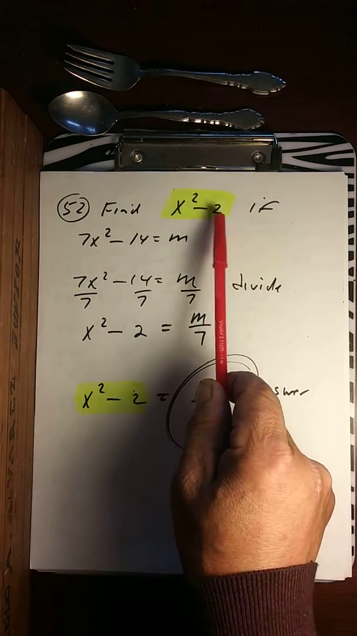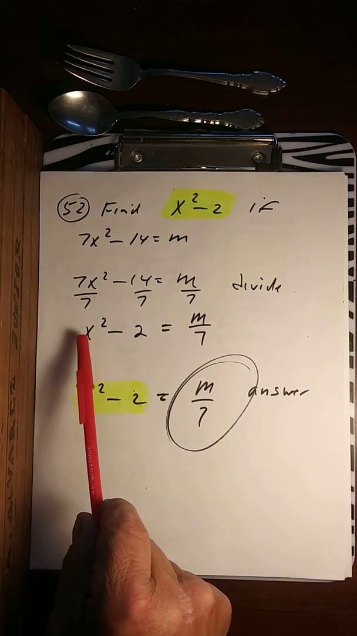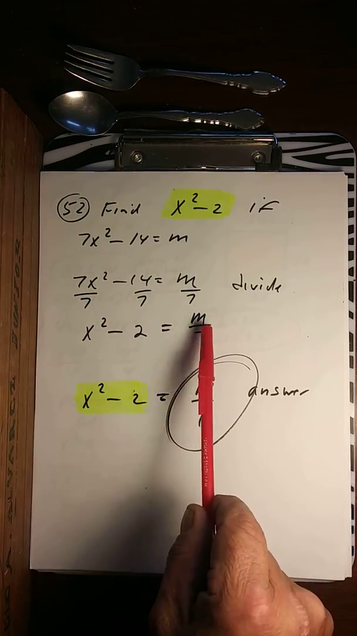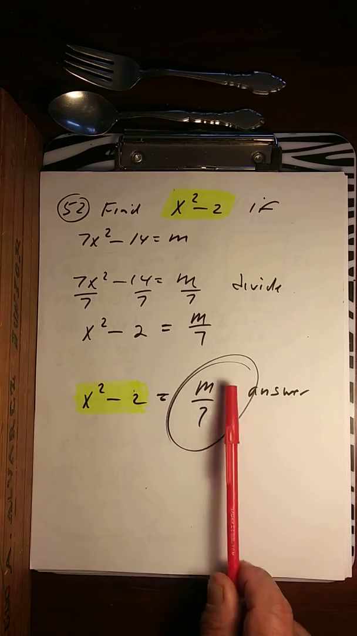Find x squared minus 2 if this is the beginning of it. Well, divide by 7. Now we have x squared minus 2 equals m over 7. So that means that x squared minus 2 must be exactly what? m over 7. There's the answer.